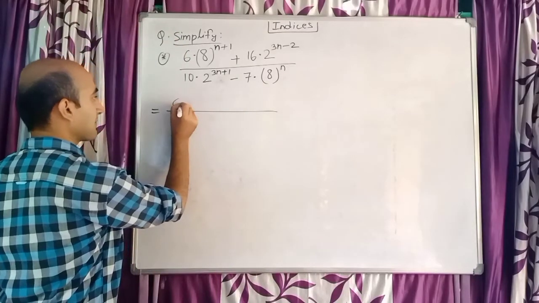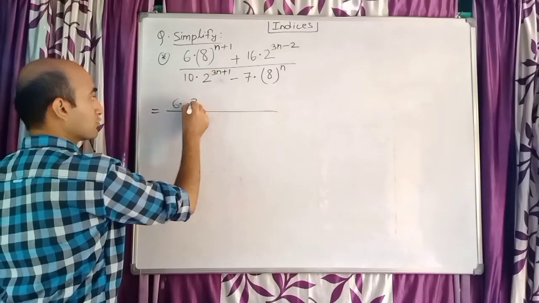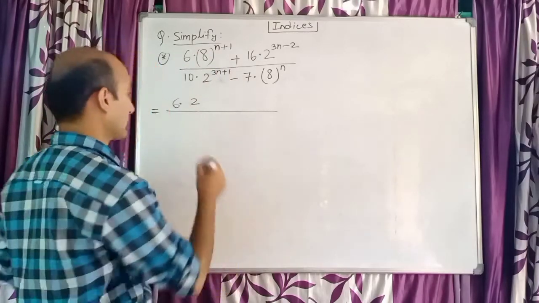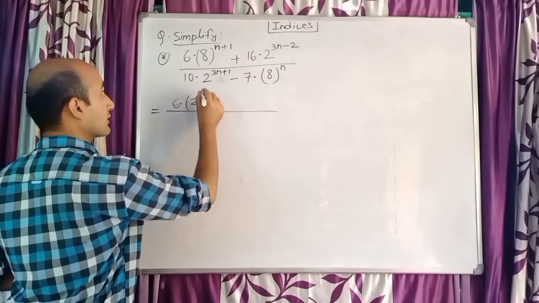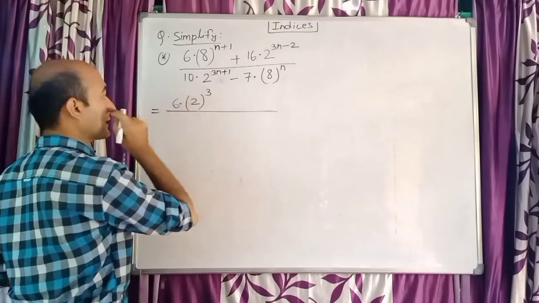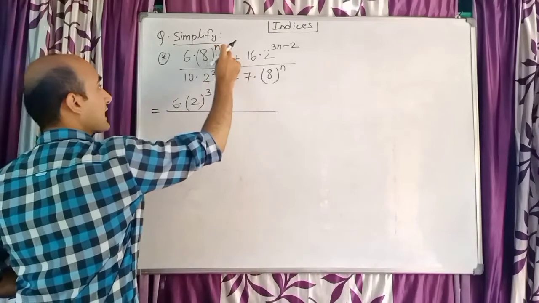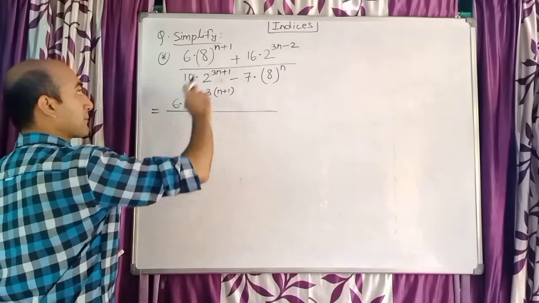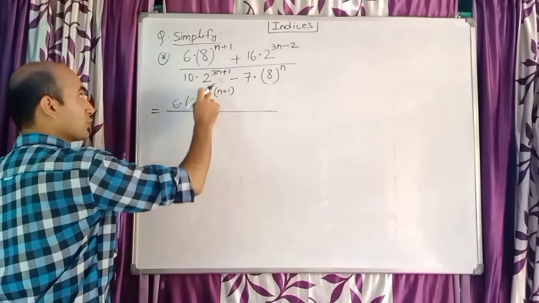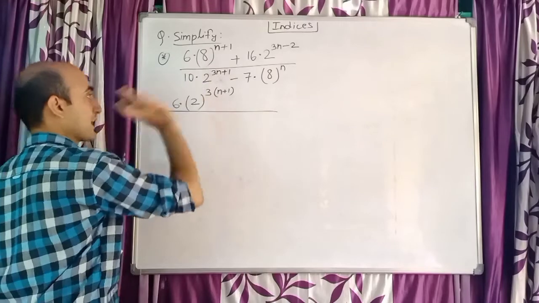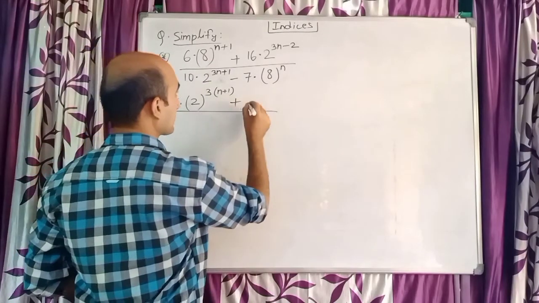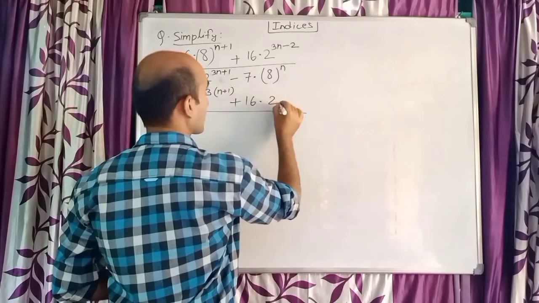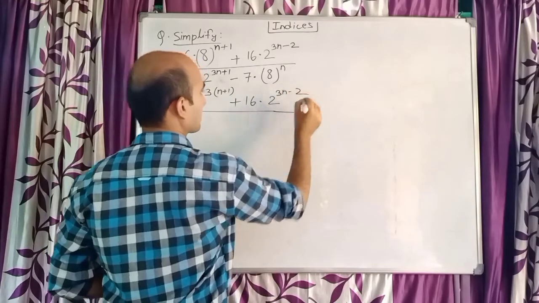So 6 I write the same, and 8 I will write as 2, but writing 8 as 2 means it is the cube of 2. In place of 8 I will write 2 power 3, that means 2 cube. And the outside power is n plus 1, you can put it in the bracket and write n plus 1. So n plus 1 is the same and 2 cube is 8. Now plus 16 dot, the dot means multiplication, here no change, write the same, 3n minus 2.